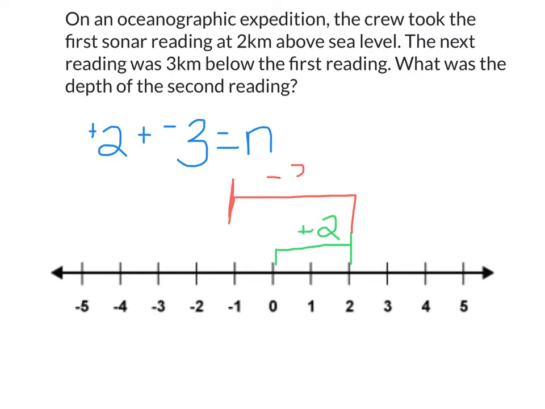-1. So we started here at the 0. We added 2, 1, 2. Then we had to subtract this or add this -3. 1, 2, 3. That took us down here to -1. So our answer is -1. The depth of the second sea reading was at 1 kilometer below sea level, which is -1 km.